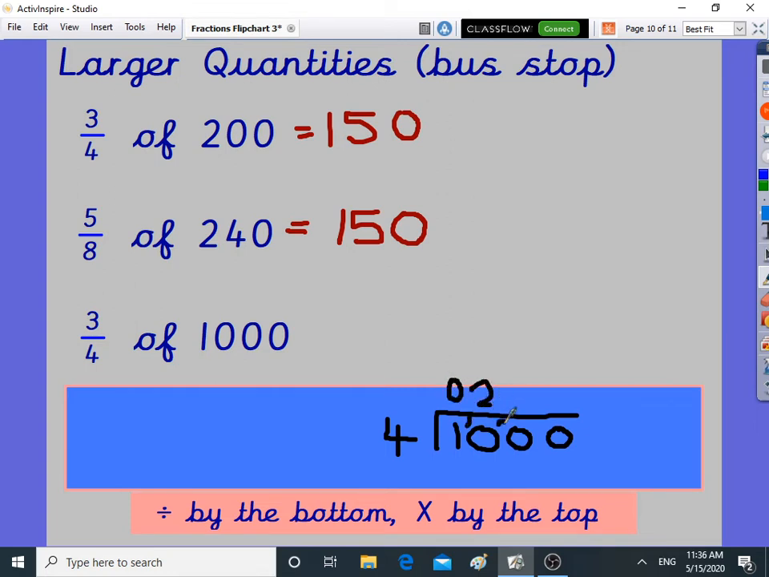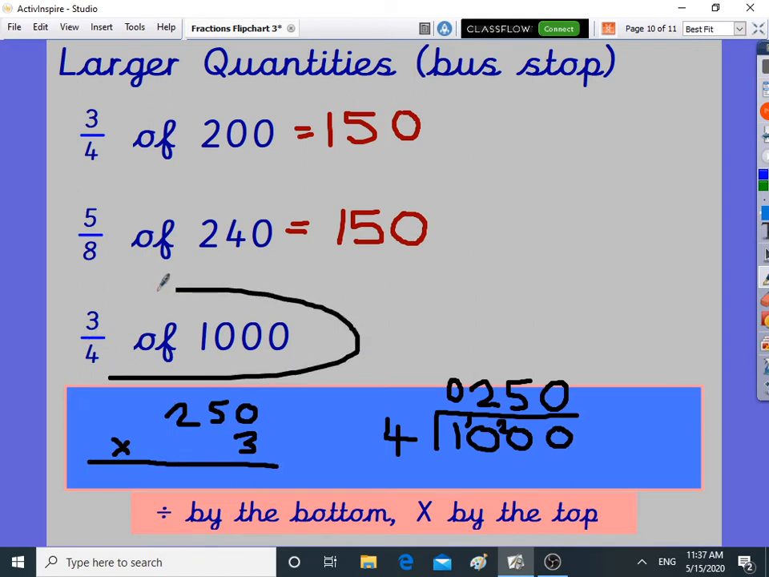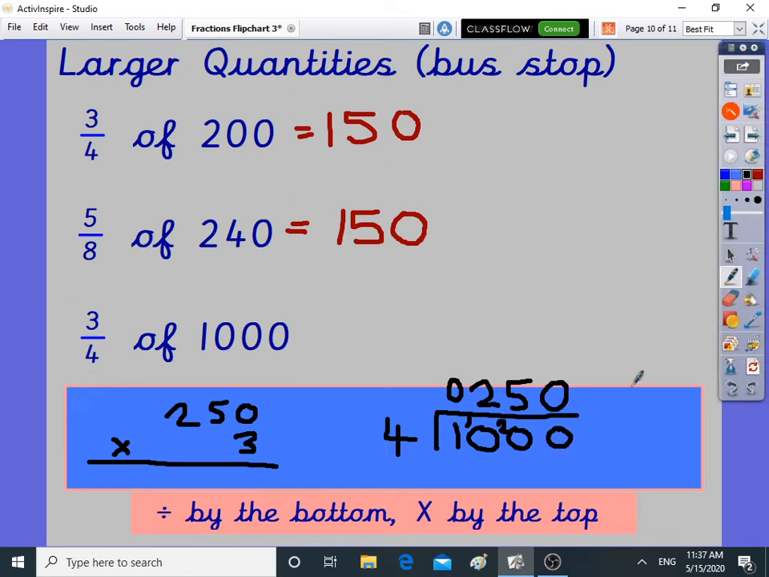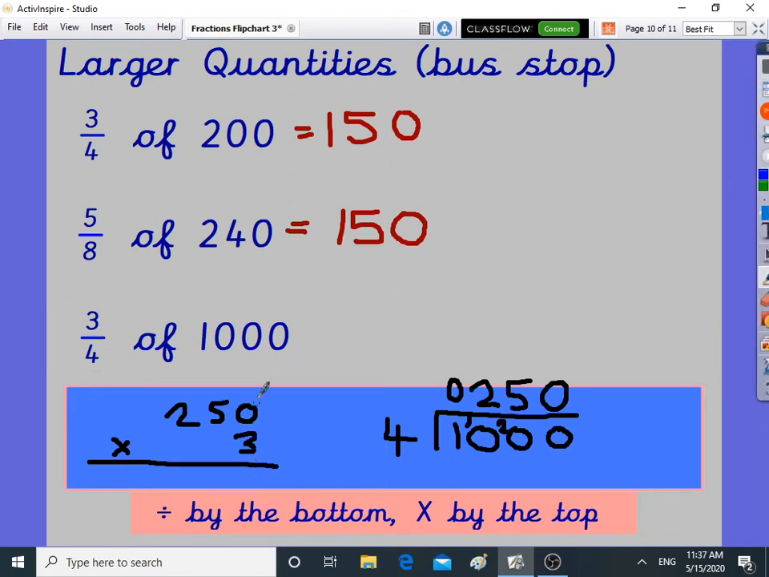2, carry the 2. 5 and 0. 250. Then I've got to times that by 3. 250 times 3. You could use column method if you need to, or you could use grid method if that's what you like. If the times is a bit difficult, you're going to use a method. When you get bigger questions like this, you might start to realise you can't do them all in your head unless you happen to know 3/4 of 1,000, which some people do.